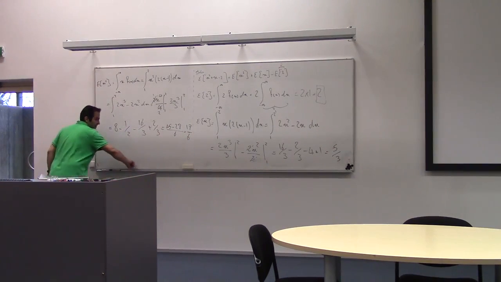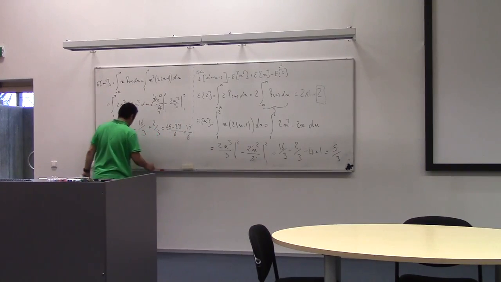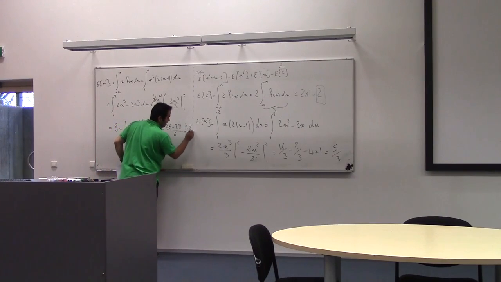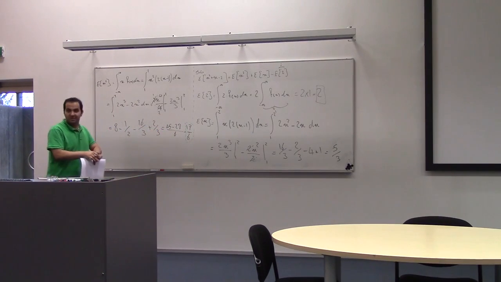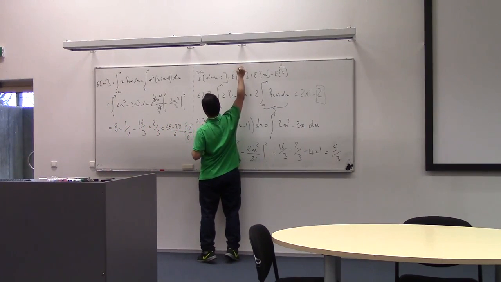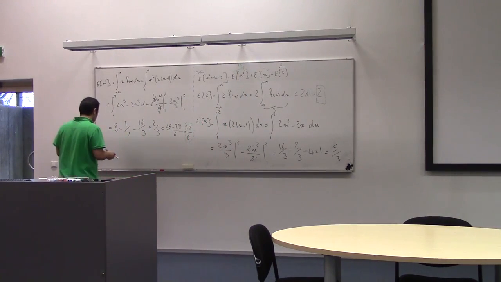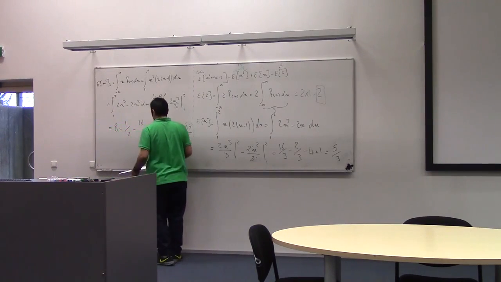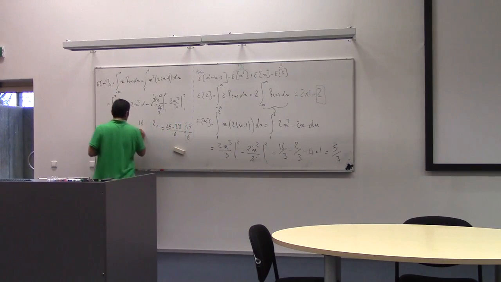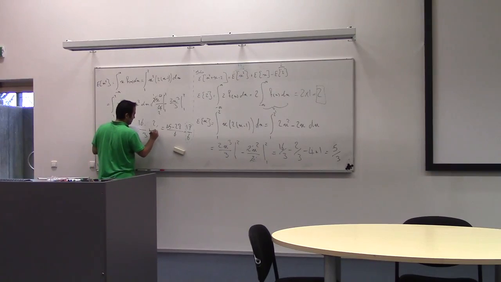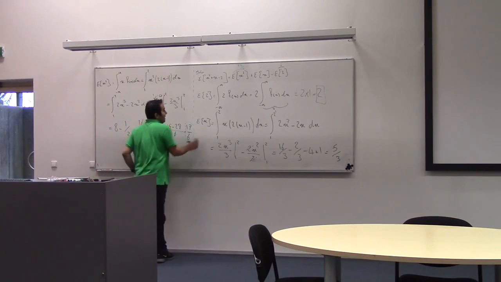Okay, and for the expected value of x to the power 2, we have 17 over 6.